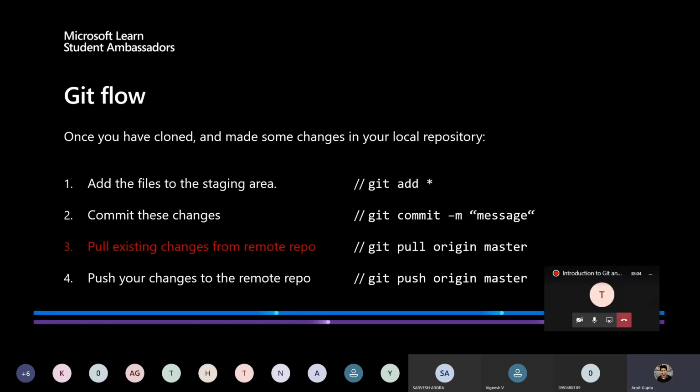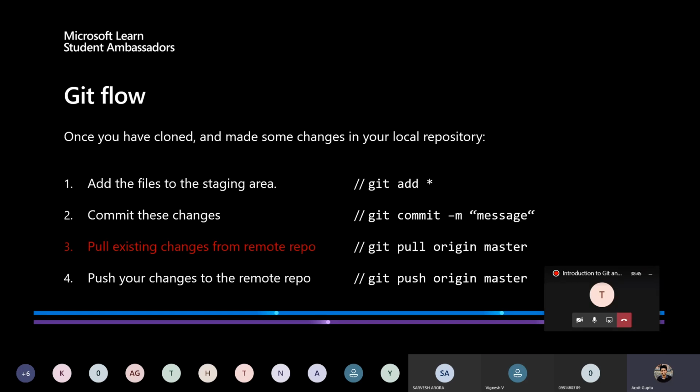I have explained this in detail. So once you have cloned and made some changes in your local repository, you have to do the following steps in order to reflect the changes which you have done to the public repository in GitHub. First you add the files to the staging area after modifying them. You run git add star. Star basically sends all the files to the staging area. After that, you commit these changes by running git commit -m and a message. Once these changes are committed, you are ready to push the code to the GitHub repository.